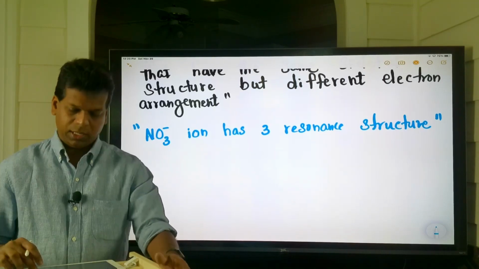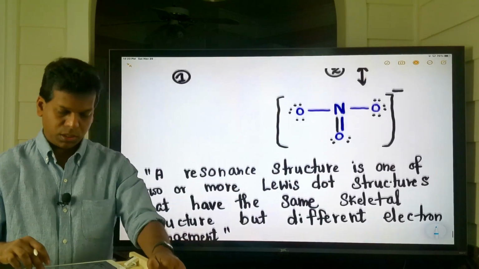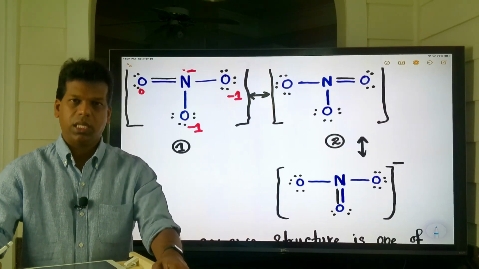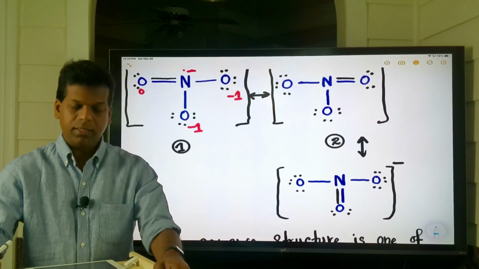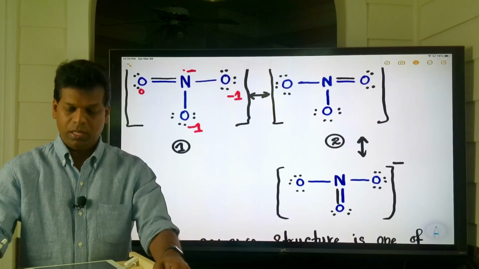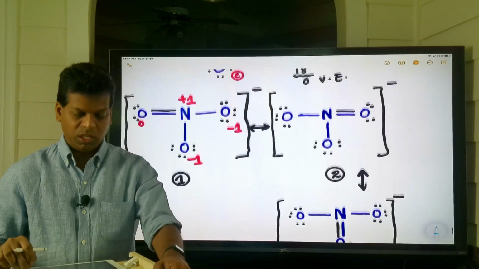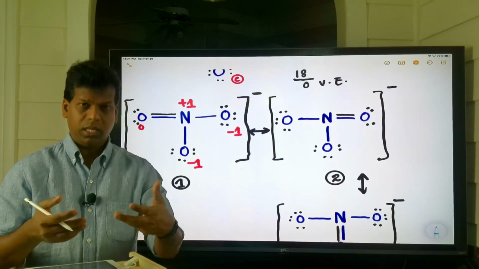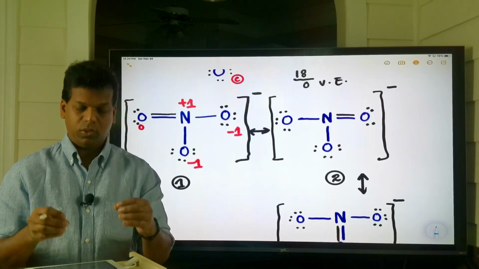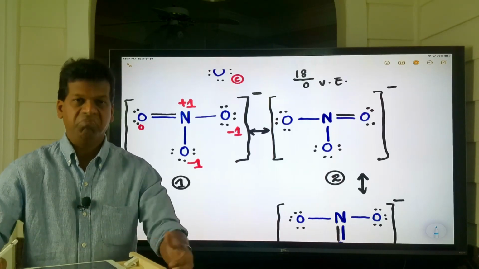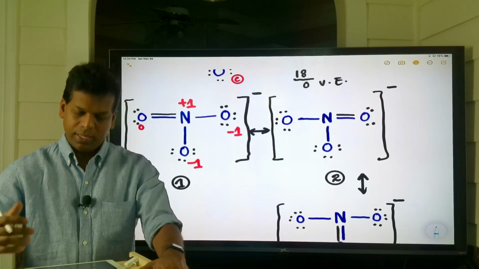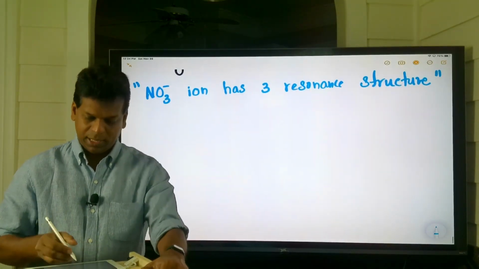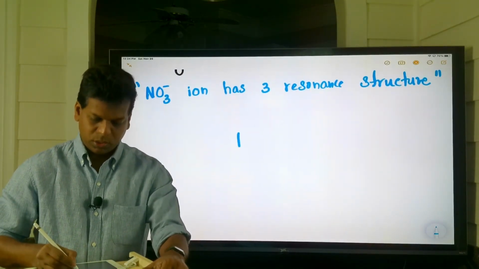In reality, if we experimentally measure the strength of all 3 nitrogen-oxygen bonds, they are the same, and the bond lengths are the same as well. But if you look at the structure, one is a double bond and the other 2 are single bonds. It looks like they are different. But in reality, when we measure this experimentally, they have the same bond length. So what it means is, in reality, the nitrate ion looks like this.